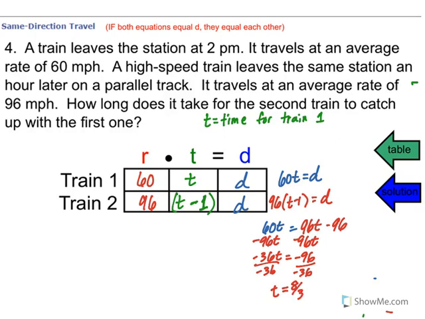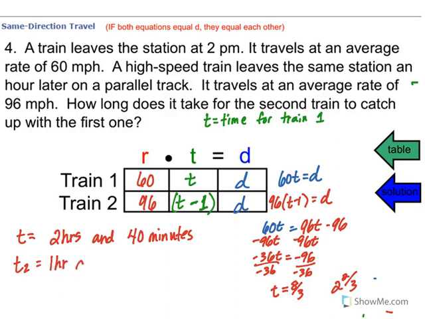8 over 3, which is not super helpful for us. So that would be 2 2/3. So 2 hours and 2/3 of an hour, which would be 2 hours and 40 minutes. So if I take 2/3 of 60, 2/3 of 60 is 40. This is the time it takes for train 1 to get there. So train 2 will get there in 1 hour and 40 minutes. That's how long it will take train 2 to catch up.